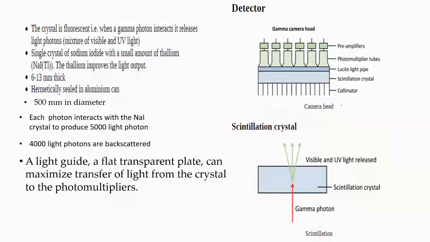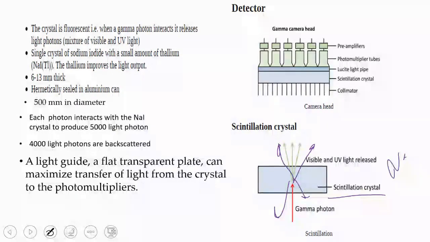So the photon that entered has now been converted into 5,000 light photons. How did this happen? It entered and interacted with the scintillator crystal, sodium iodide, with a thickness ranging from 6 to 13 millimeters. Its diameter is 500 millimeters, about 50 centimeters. And it produces light photons that emit in all directions, meaning they can go this way, that way, and come back. Some of them may experience backscattering. Around 4,000 light photons undergo backscattering. The process that occurs is called scintillation.